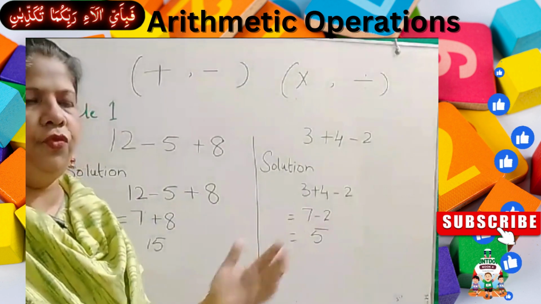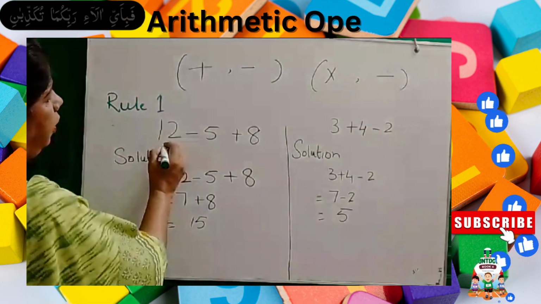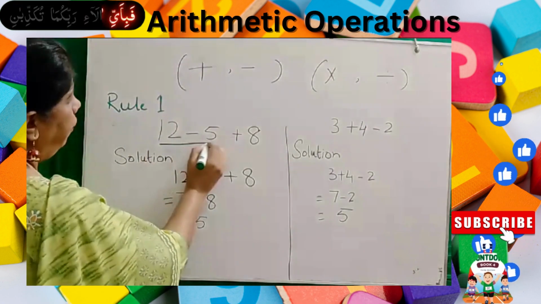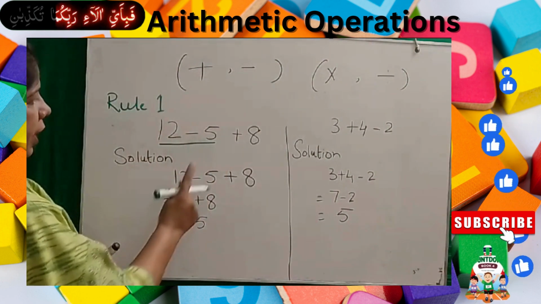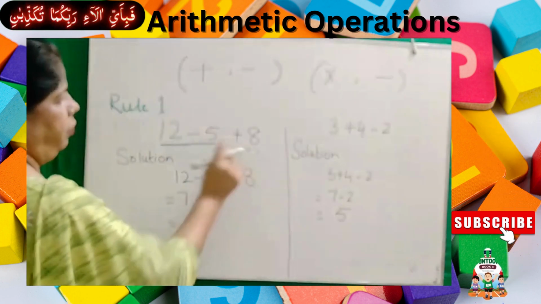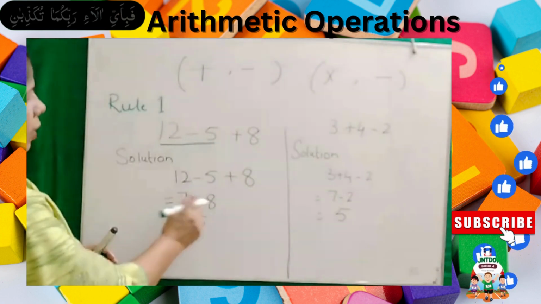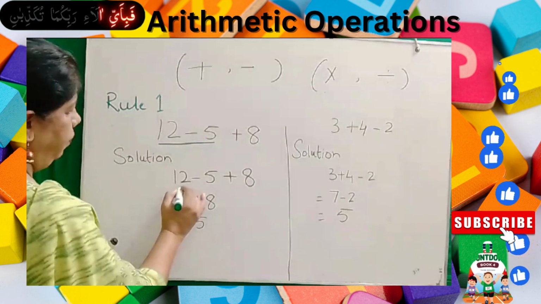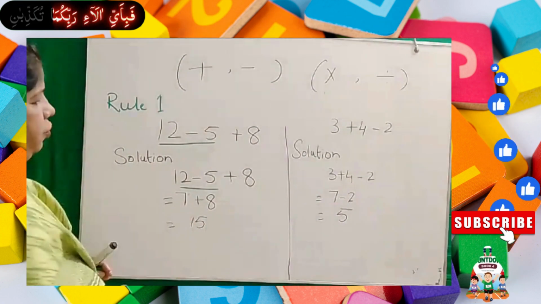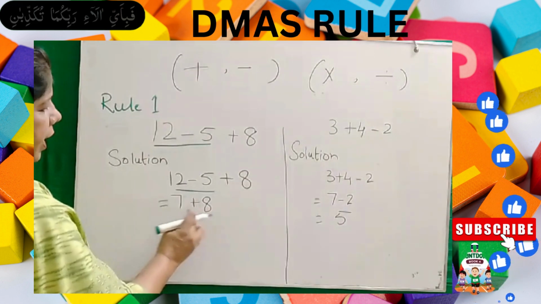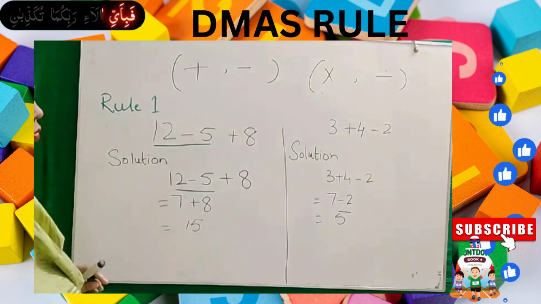solving from the left side. The left side means 12 minus 5. 12 minus 5, then next you have to add 8. 12 minus 5 is equal to 7. Then you have to add 8. 7 plus 8 is equal to 15, right?